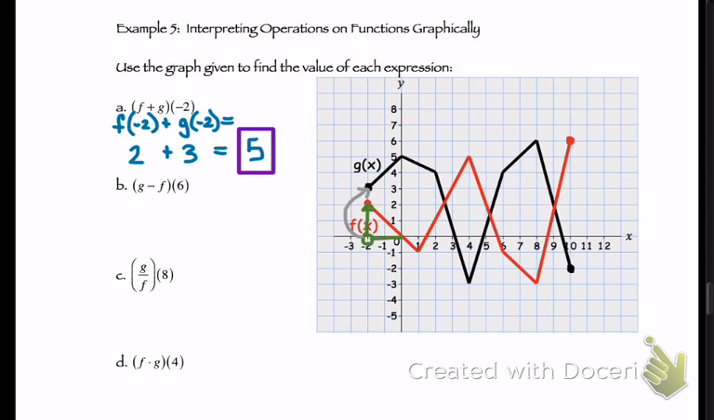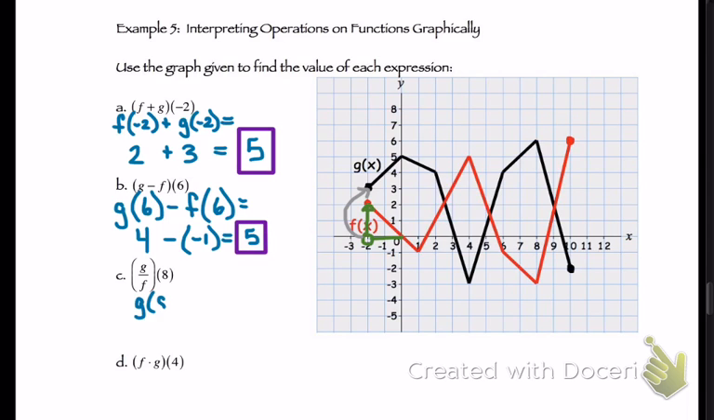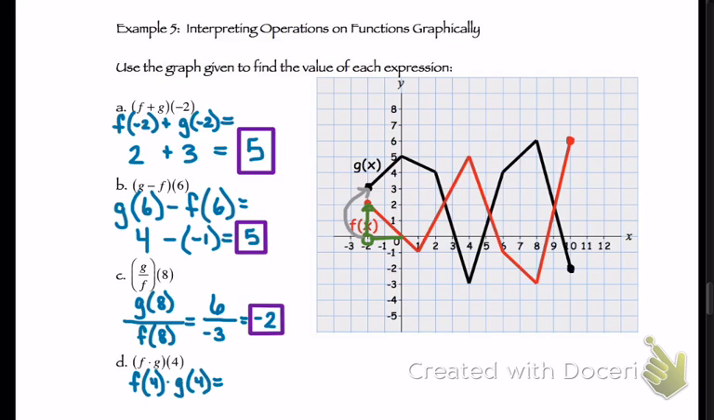Okay, because you're trying these on your own. Letter B, you should be saying g at 6 minus f at 6. G at 6 is 4. F at 6 is -1. You might need to look at my picture to do that. I apologize about the graph that you have. 4 minus a -1 is 5. G divided by f at 8, well, break it down. G at 8 is 6. F at 8 is -3. Divide them, voila, -2. Last one. F at 4, G at 4, multiply them, you get -15.